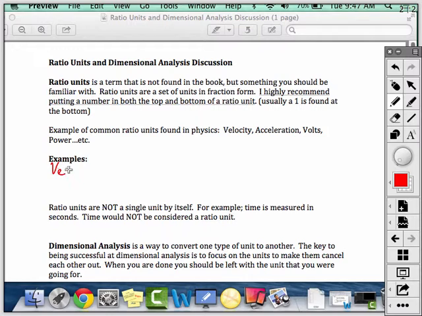Okay, so I'm going to talk a little bit about velocity here. Does anyone know what the units are for velocity in physics? Meters per second. Very good. Okay. So when you say something has a velocity, typically you're measuring it in meters per second. And a ratio unit would be like if I say a toy car has a velocity of 3 meters per second, how I'd write that as a ratio unit is I'd write 3m over 1s.